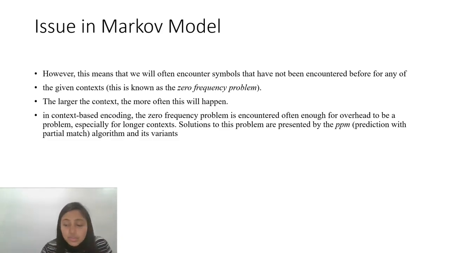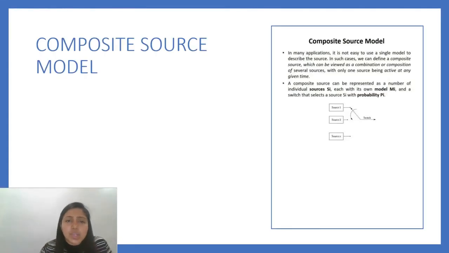Next, we will come to the composite source model. It is a very easy model. It is basically a hybrid model. In many applications, we cannot provide only one model which is useful for each and every situation. So in this matter, we will be using the composite source model. For every particular state, there will be a particular model associated with it. If one situation is there, one particular model will be proposed for that. If a second situation is there, we will propose a model for that as well. They will collectively work together as a composition of several sources, with only one source being active at one particular time. It's not like every other source is working with its model. One source will be acting with one model at one particular time.